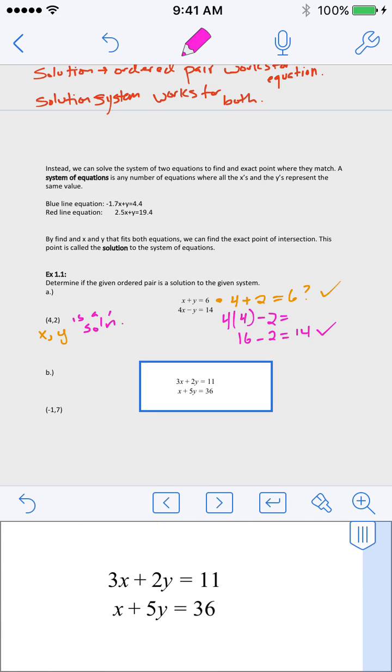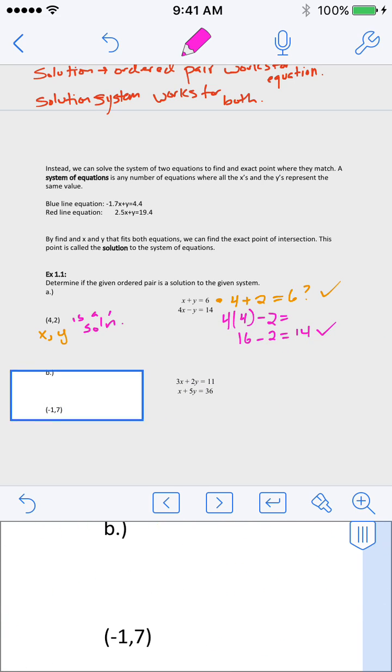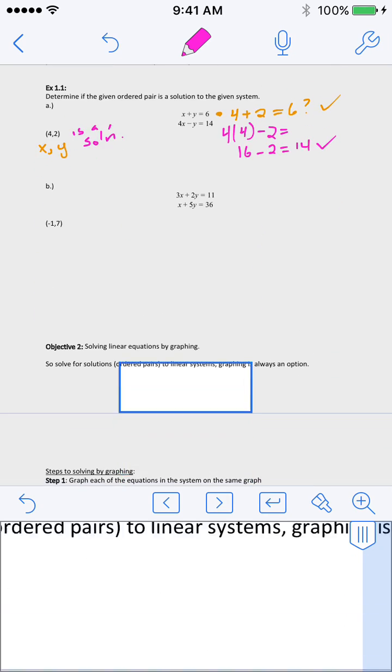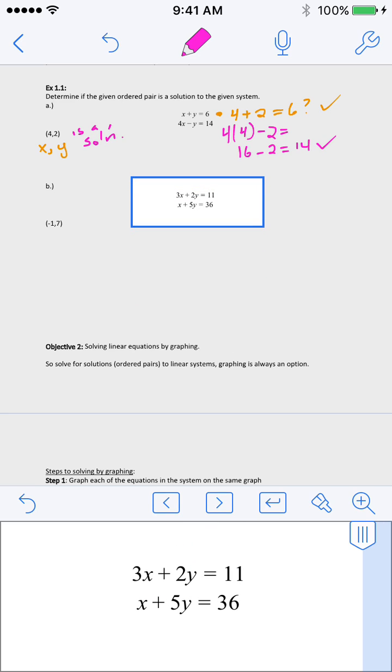Alright, go ahead and pause the video now and test out this other point. We've got problem B here, negative 1, 7. Is that a solution to this system here? Alrighty. Hopefully you had a chance to try this on your own. We're going to try it out real fast.